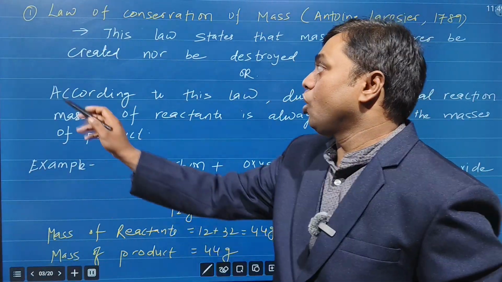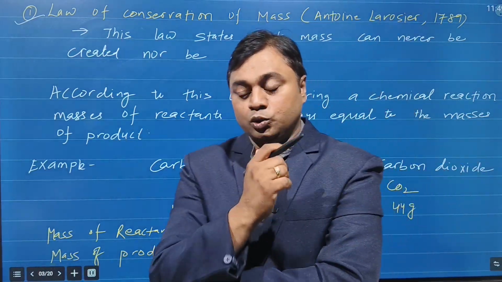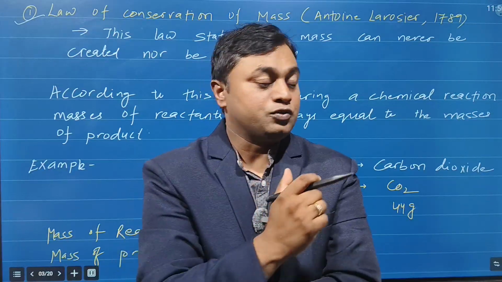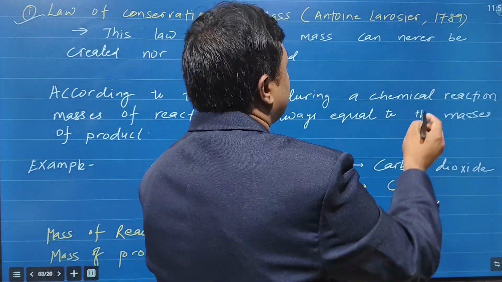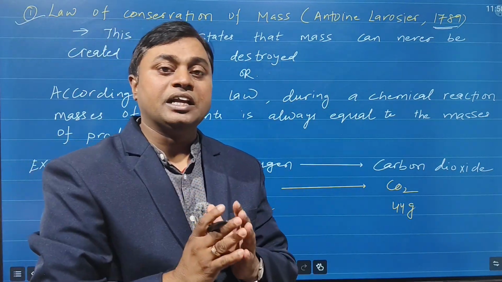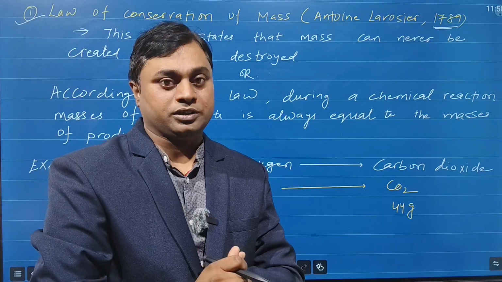First, when we talk about law of conservation of mass, what is law of conservation of mass? According to this law, masses can neither be created nor be destroyed. This was given by Lavoisier in the year 1789. Or we can say that during a chemical reaction, masses of reactant is always equal to the masses of product.